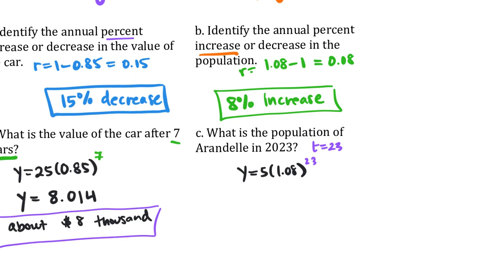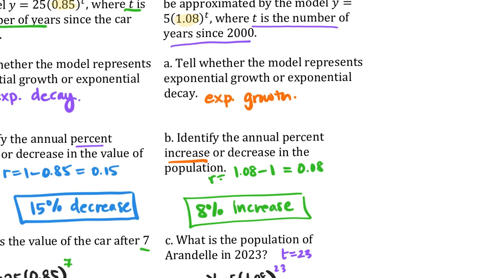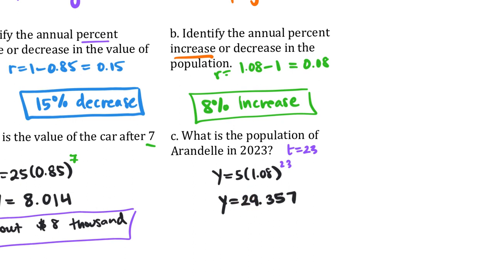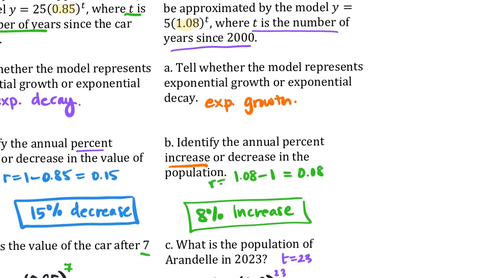Okay, let me write my answer, and then I'm going to go back and read the question so I can write the answer properly. So I got Y equals 29.357. Okay, let me see what Y is. The population of Arendelle in 2000, Y in hundreds of people. Okay, Y is hundreds of people. So we're going to approximate this. I got Y is about 29. So this is about 2,900 people in Arendelle in 2023. Let's see, how many did it start with? Okay, it started with only 500 people, apparently.